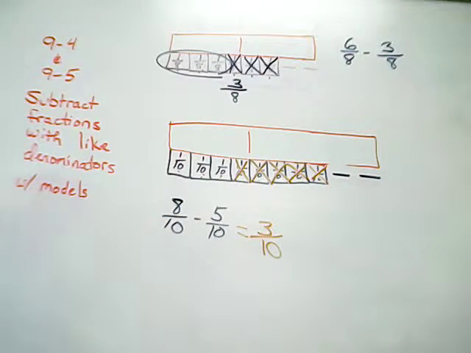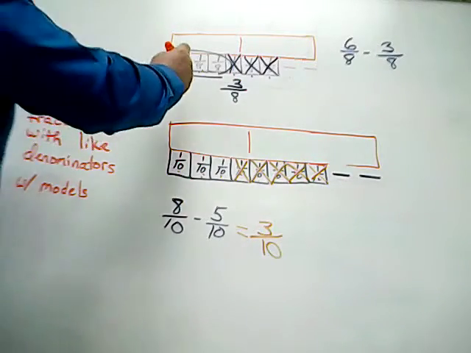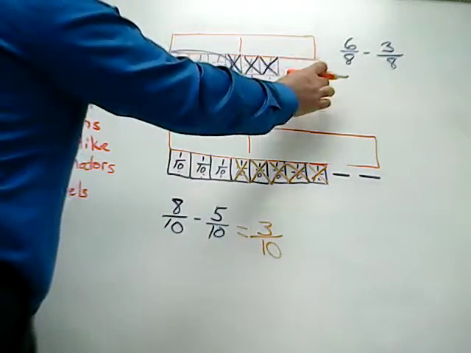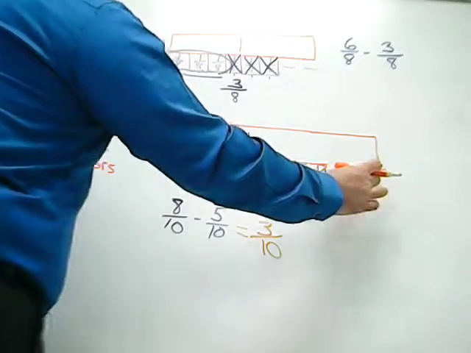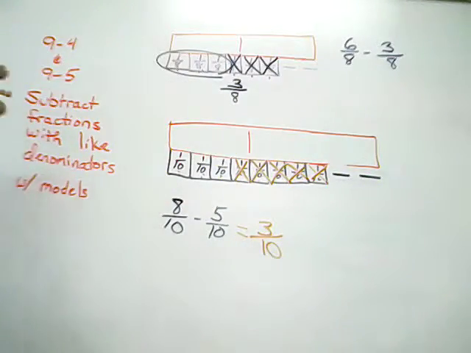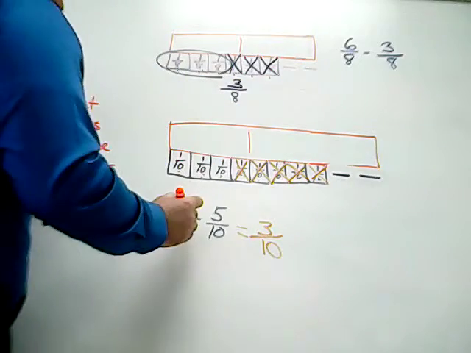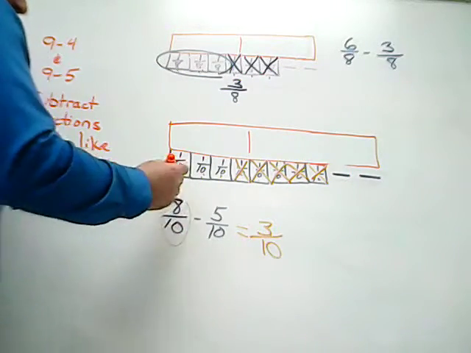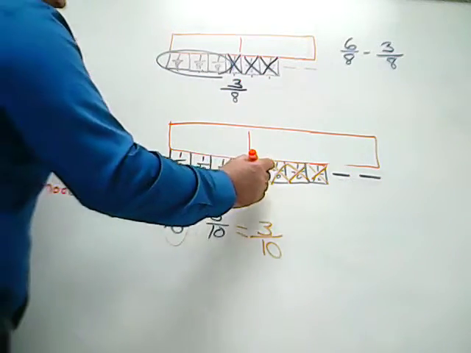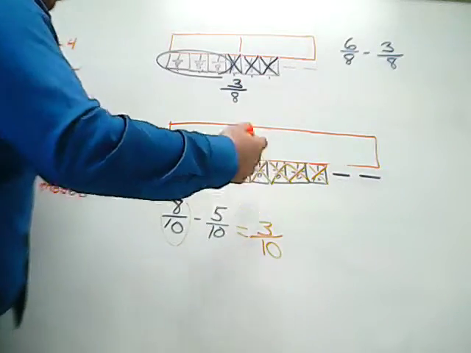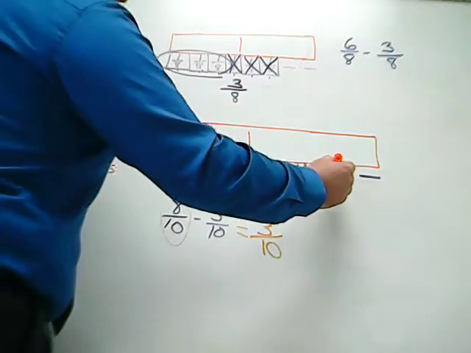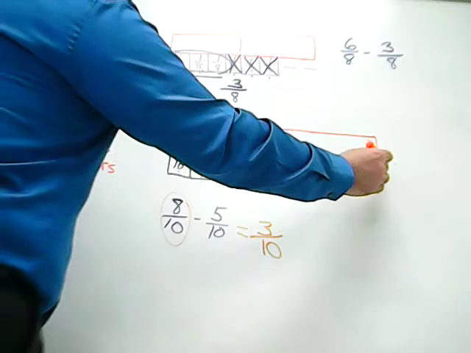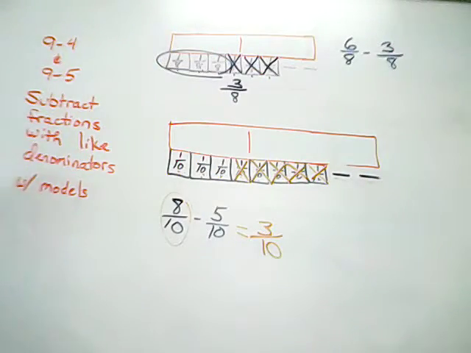Again, the trickiest part about setting up your models is resisting the urge to make your eighths go all the way, because you'll have 2 extra spots, or the tenths, all the way. When you get to the number you're going to be starting at, for example, 8/10, 1, 2, 3, 4, 5, 6, 7, 8, remember, however many remaining pieces, I recommend putting a dash until you get to the one whole. Alright, so that's a very basic summary of 9-4.